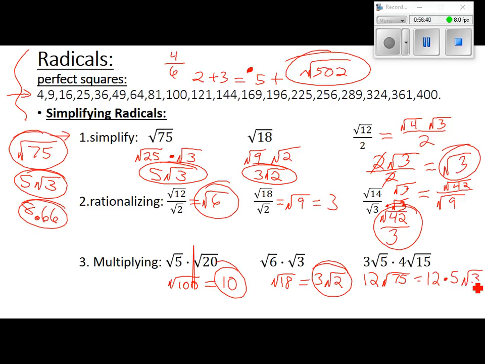Are we going to leave it that way? What do you think you do with this 12 and 5 out in here? Multiplying. What is 12 times 5? 60. 60 times the square root of, that's our answer. 60 times radical 3.